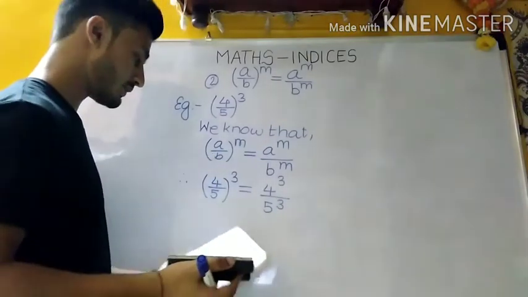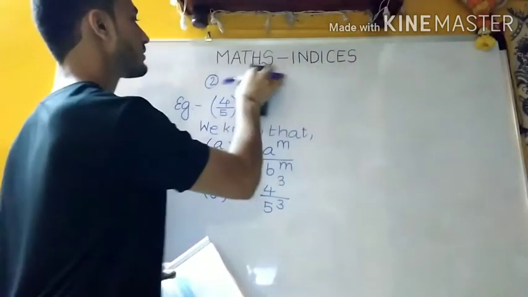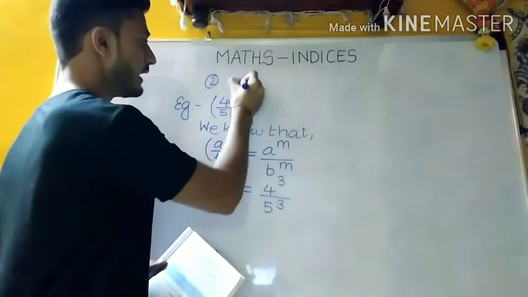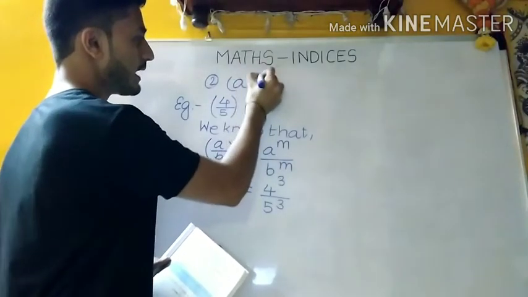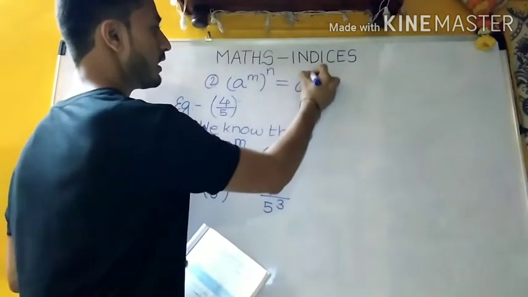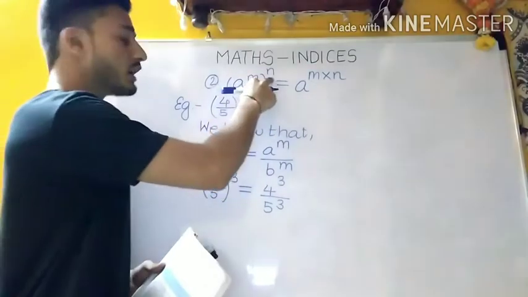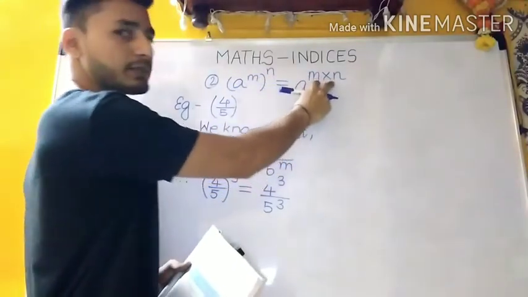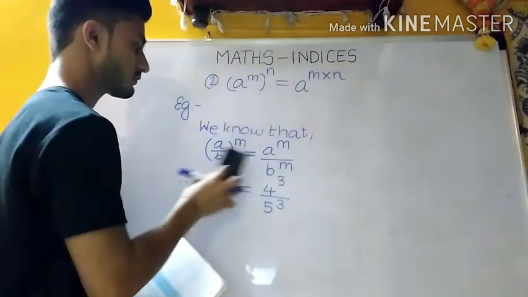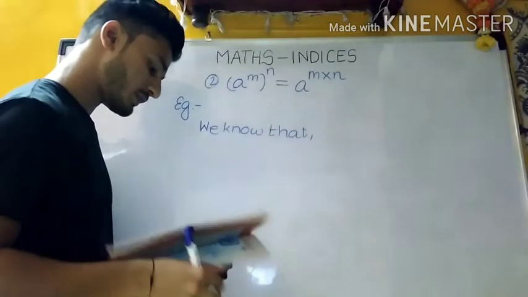Now the last example for the last law, that is A raised to the power m raised to the power n is equal to A raised to the power m multiplied by n. Remember, when there are two powers, we are going to multiply those powers. Okay, we'll solve it with an example.